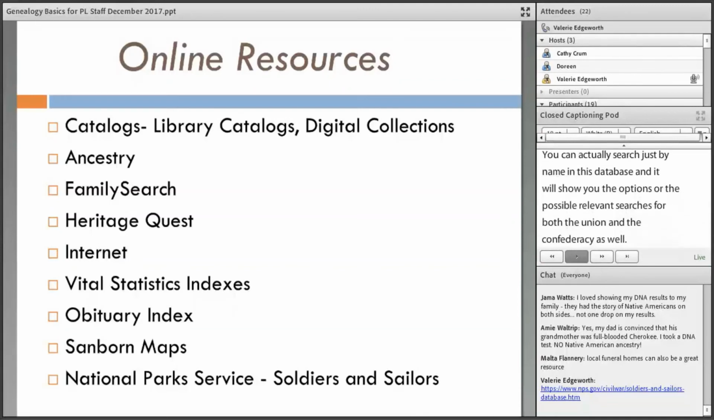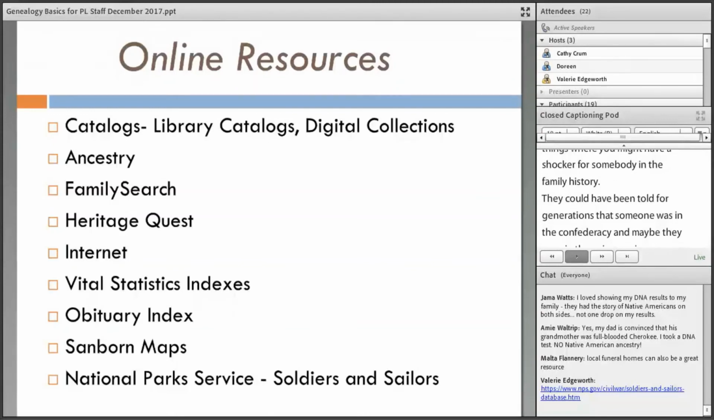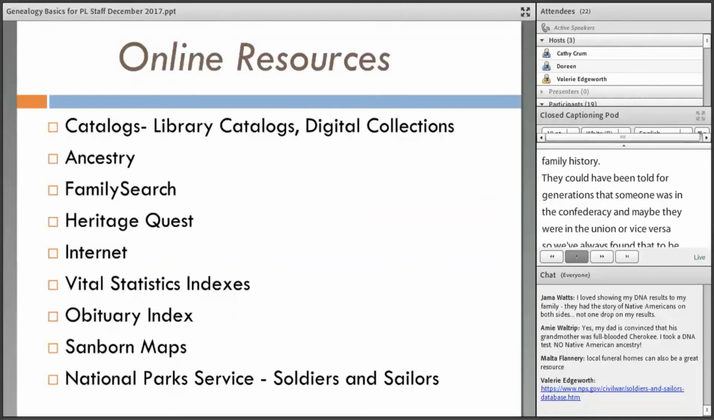And again, that's one of those things where you might have a shocker for somebody in their family history. They could have been told for generations that someone was in the Confederacy, and maybe they were in the Union, or vice versa. So we have always found that to be a wonderful resource.